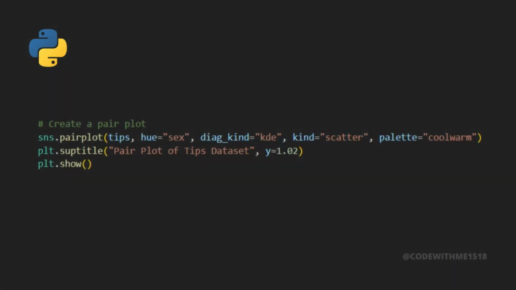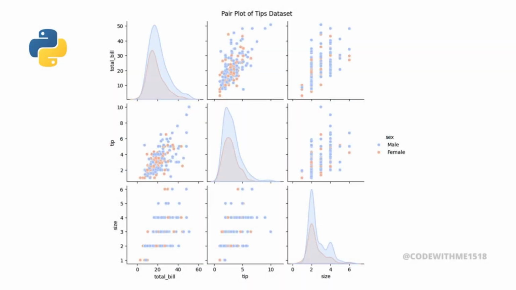Let's create a pair plot in Seaborn to visualize relationships between all numeric variables in the tips dataset. This pair plot provides an overview of how different variables in the dataset relate to each other, with color coding based on gender. It's a great tool for spotting trends, correlations, and potential areas for deeper analysis.